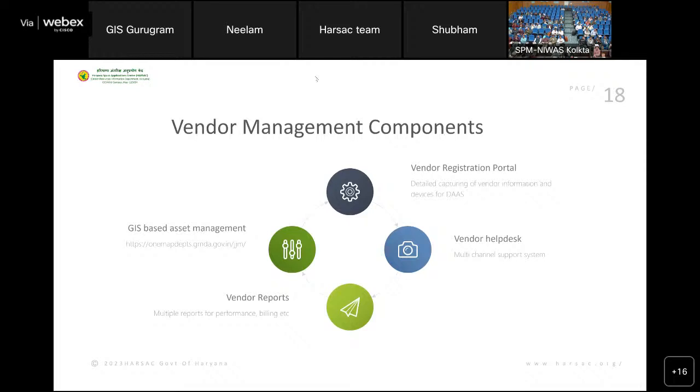The 4 major components of the vendor management system are the registration portal and GIS-based asset management, where all these assets would be mapped and tracked. Then vendor reports, and again, here there would be multiple reports, one on performance, one on billing, and then the vendor help desk system.